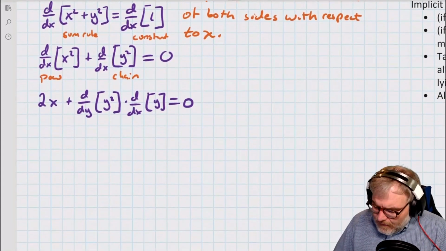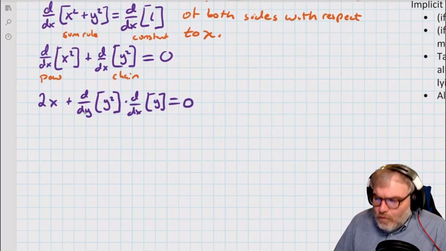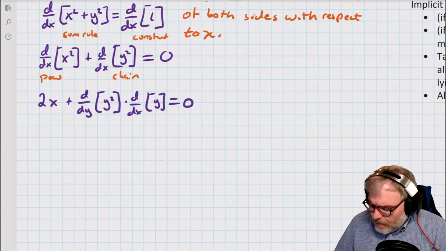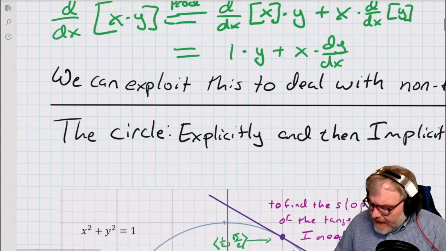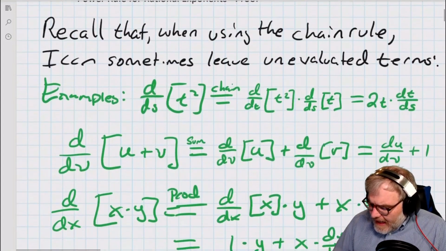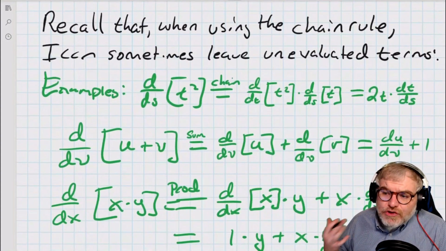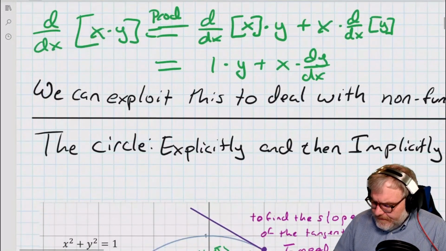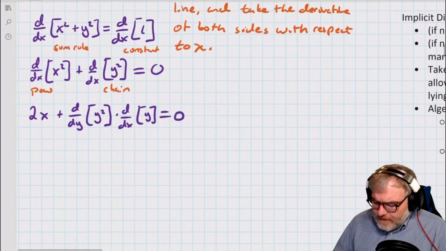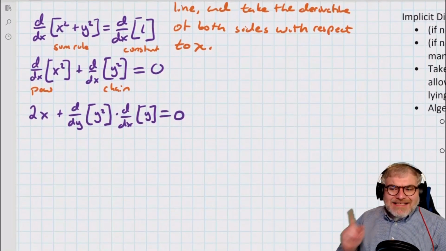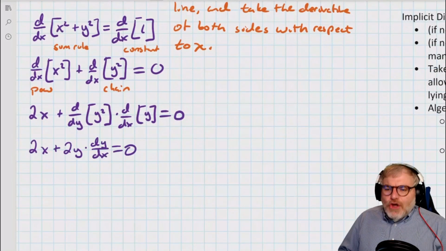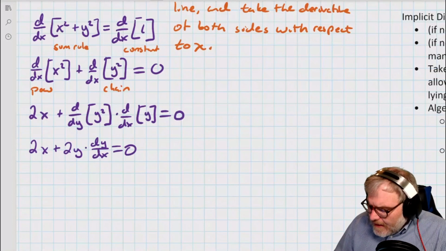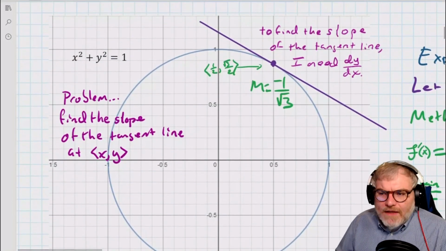Now I'm going to use the power rule again, right? I've got d over dy of y squared. That's power rulable. And this is just going to become the unevaluated derivative, just like up here where I had unevaluated terms. Now I'm going to exploit the fact that I can do this, and I'm just going to leave an unexploited dy over dx. And notice that's actually the slope I'm looking for. Now, I could solve for dy over dx explicitly, but I don't actually want that right now.